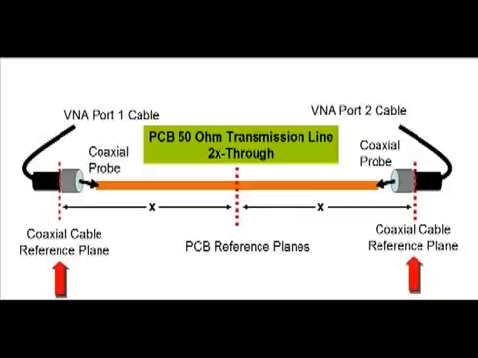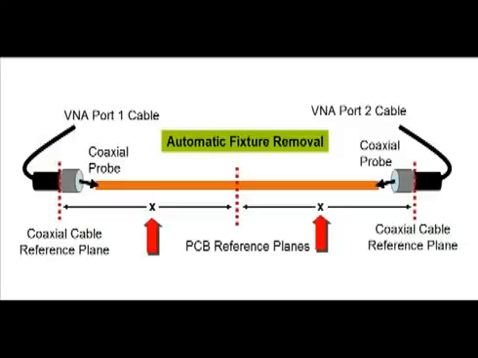The automatic fixture removal calibration will use an electronic calibration short open load through calibration reference plane at the end of the VNA coaxial cables, and then a measurement of a simple 2x distance symmetrical through transmission line to get the electrical data for the port 1 and port 2 probe to PCB fixturing.